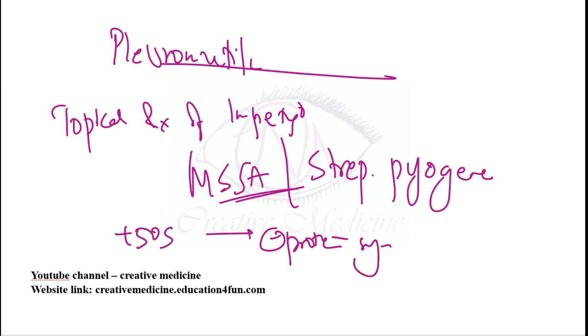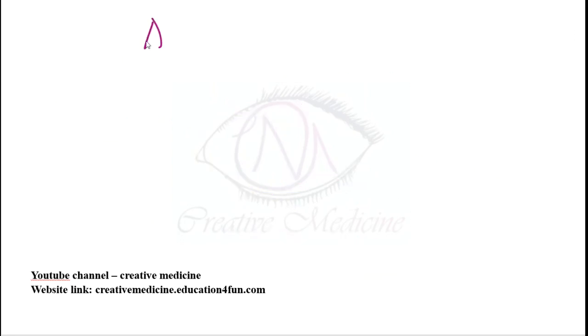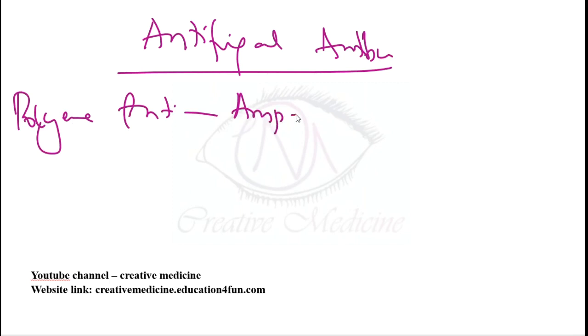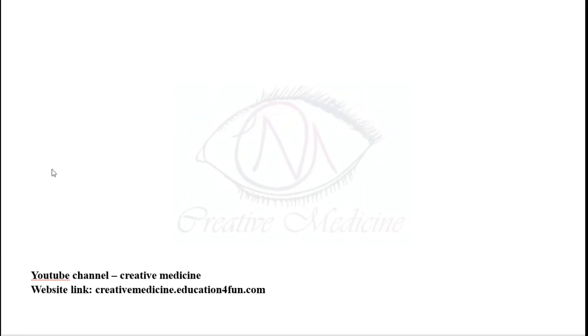Then the next drugs we have are antifungal antibiotics. These include, first, polyene antibiotics. In polyene antibiotics, we have drugs like amphotericin B and nystatin. First we have amphotericin B.